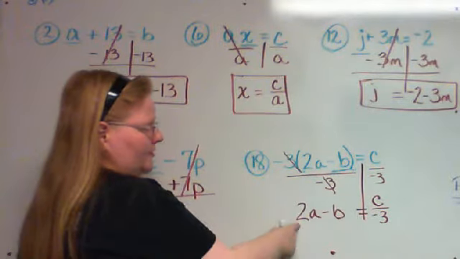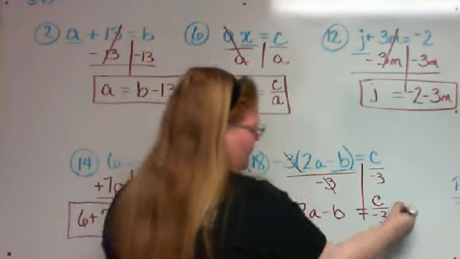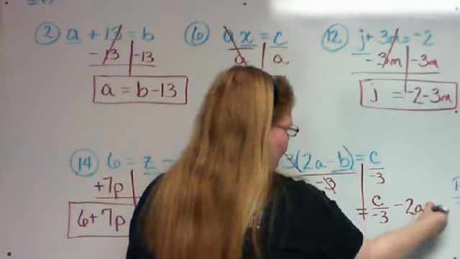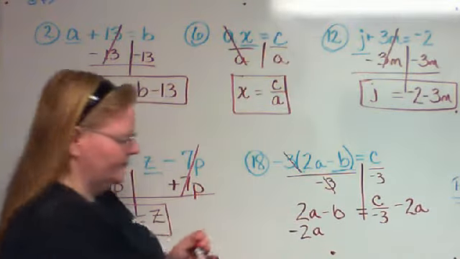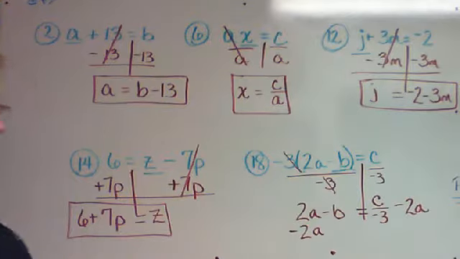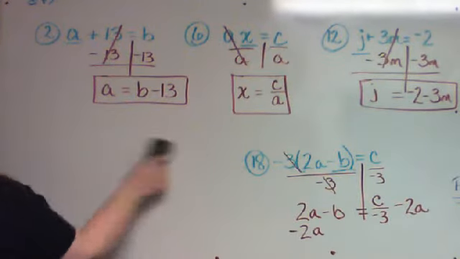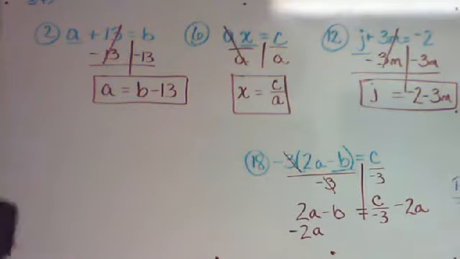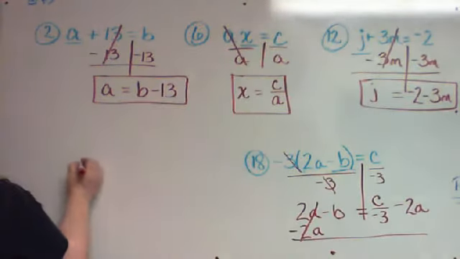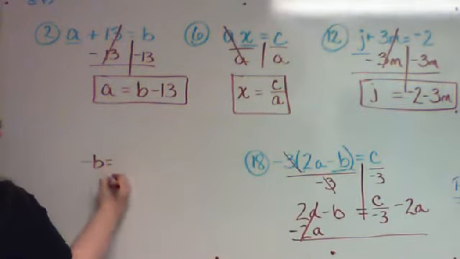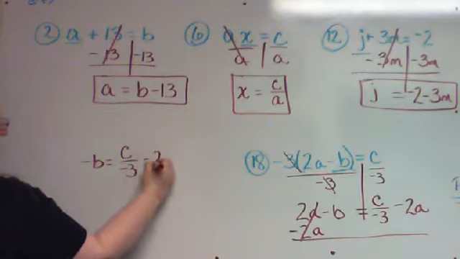Now what's keeping the b from being by itself? The 2a, right? 2a is positive, so I need to subtract 2a from both sides. Out of room. Oh no. Must move so I can have more room. So when I go to write down what I see, negative b still equals c over negative 3 minus 2a.